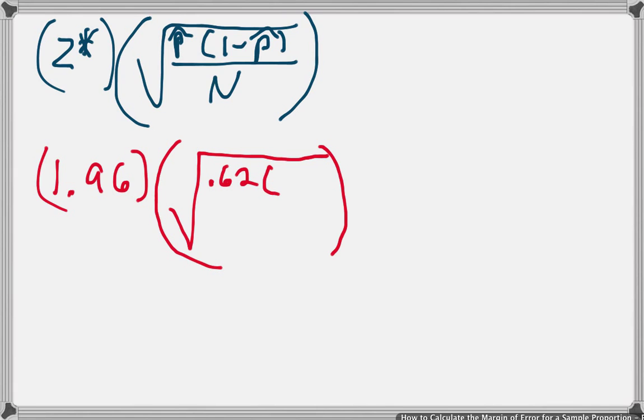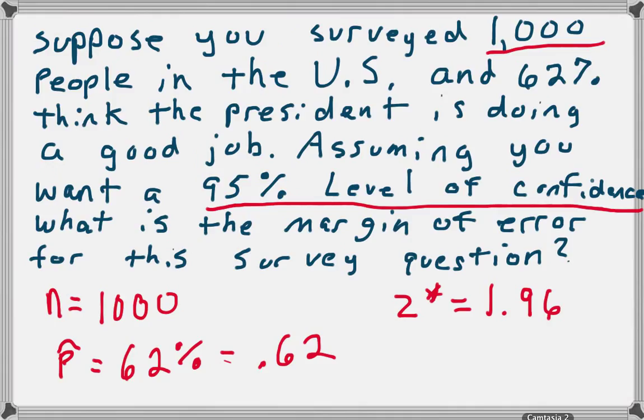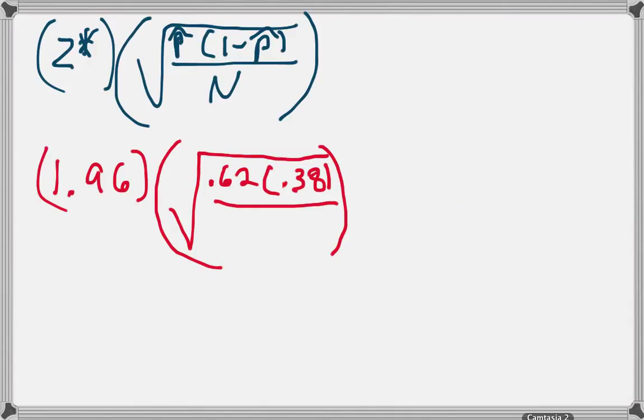Now this part in parentheses, you're doing 1 minus P hat. You can simply go ahead and do that. 1 minus 0.62, that's going to be 0.38. And then I'm going to divide that by my sample size, which was 1,000. So let's go back here, plug in 1,000. All right, and we'll make sure everything looks good.